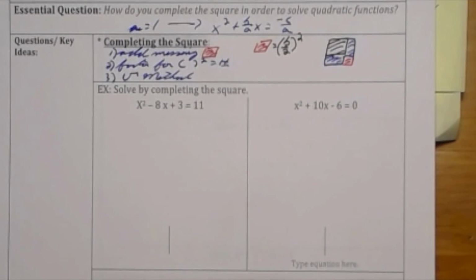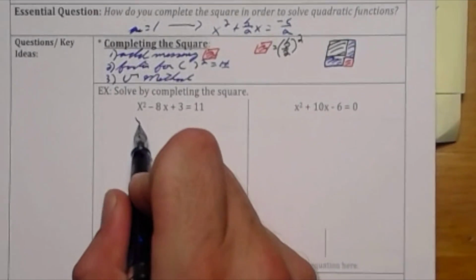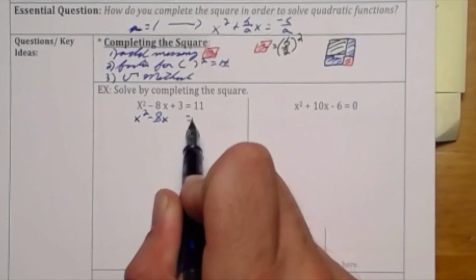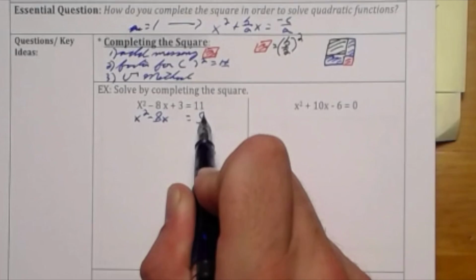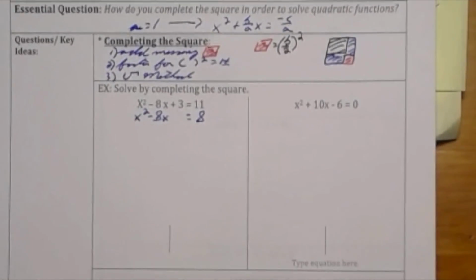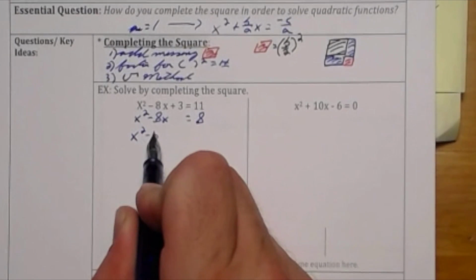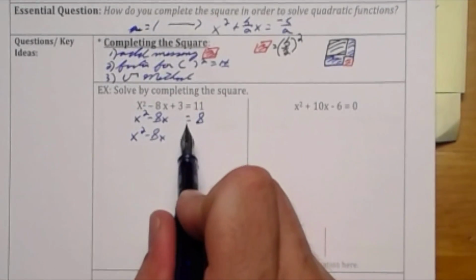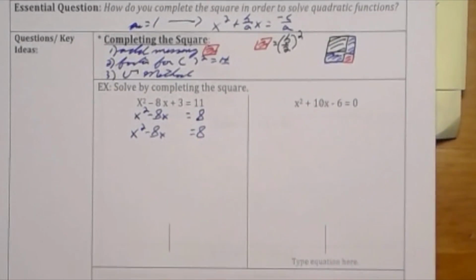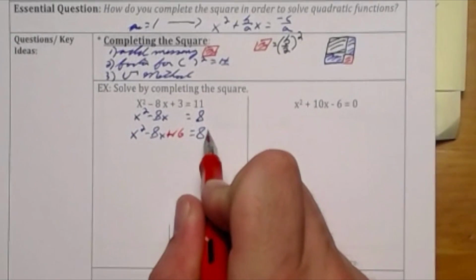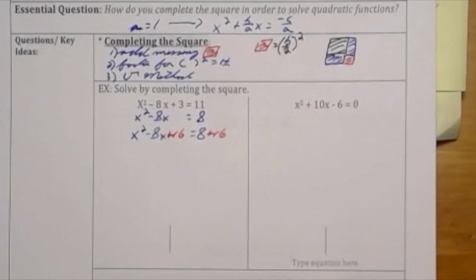Let's look at the left example, where x squared minus 8x plus 3 is equal to 11. First, I'm going to subtract 3 from both sides, getting x squared minus 8x is equal to 8. Now I'm going to add half of negative 8. So negative 8 divided by 2 is negative 4. And I'm going to square that. Negative 4 times negative 4 is a positive 16. So I'm going to add 16 in on both sides.